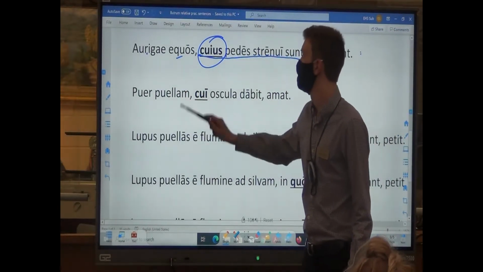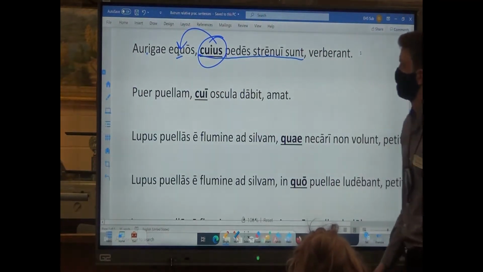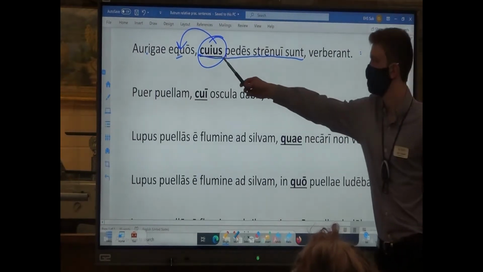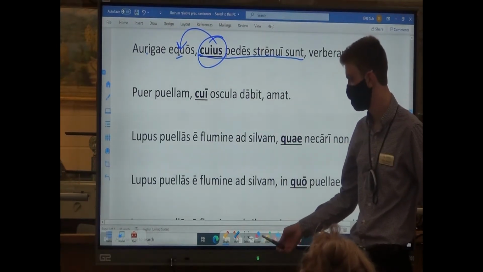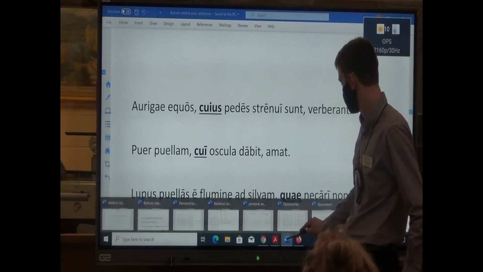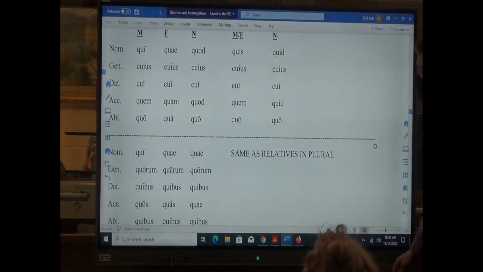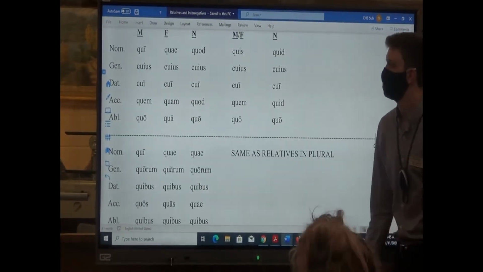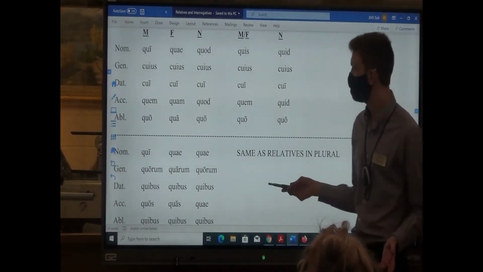So, what is the relative referring back to in this sentence? Is it referring back to the charioteers, or is it referring back to the horses? It is referring back to equus, but they don't match in case. What is the case of the relative? Right here, quis. So we know it's genitive singular. You need to know which. Oh yeah, I messed that one up. It should be plural.